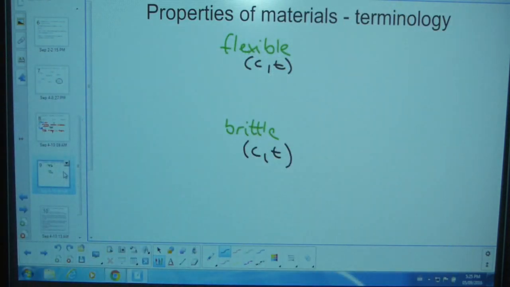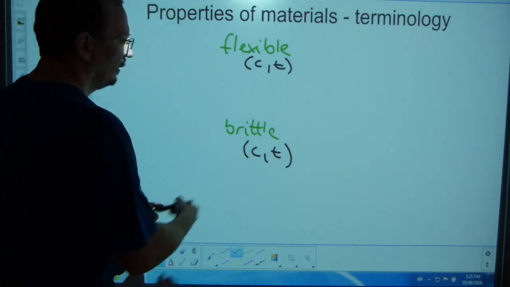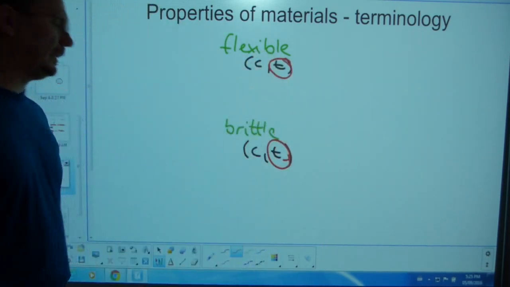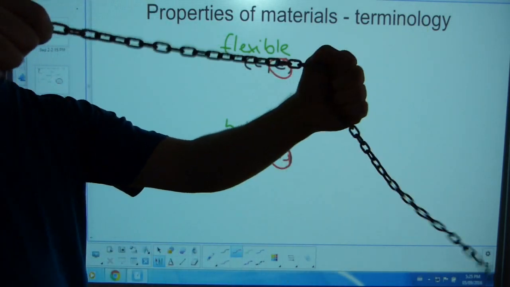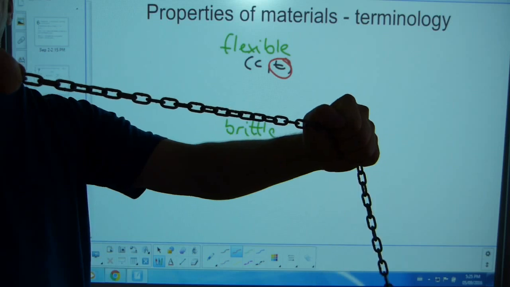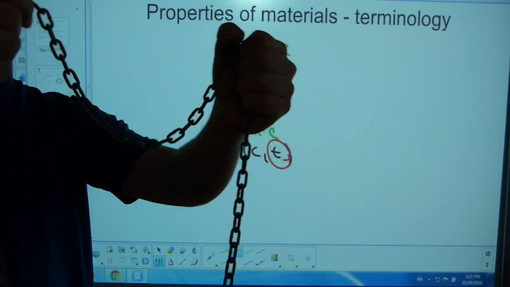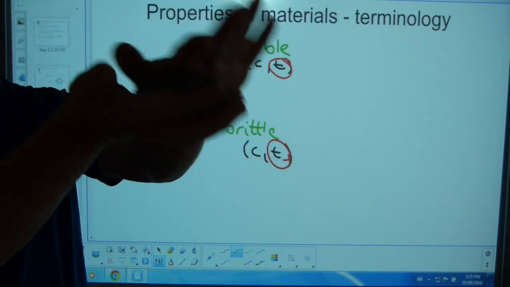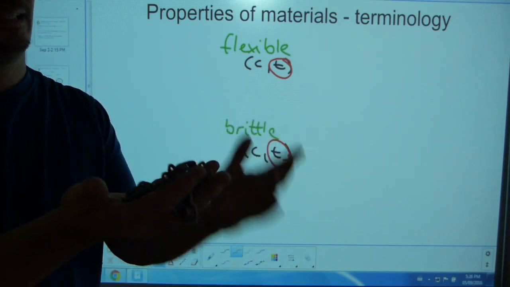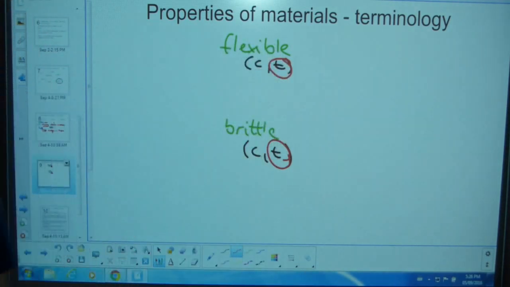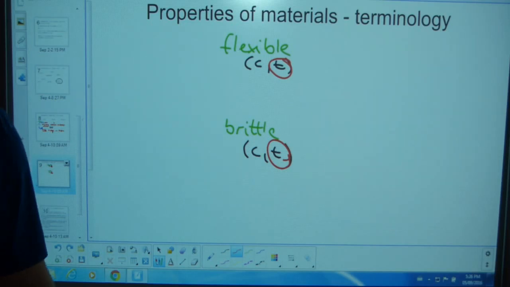Everything fails, and most materials actually fail in tension. Whether they are brittle or flexible, most materials fail in tension. The overwhelming majority of materials, and only really a few of them fail in compression. Think about this chain. You can tear it apart by pulling with a great enough force on it in tension, but in compression, you see, you can roll it up into a ball and compress it. Eventually you can liquefy it, but you know, it's not going to fail in compression too soon.